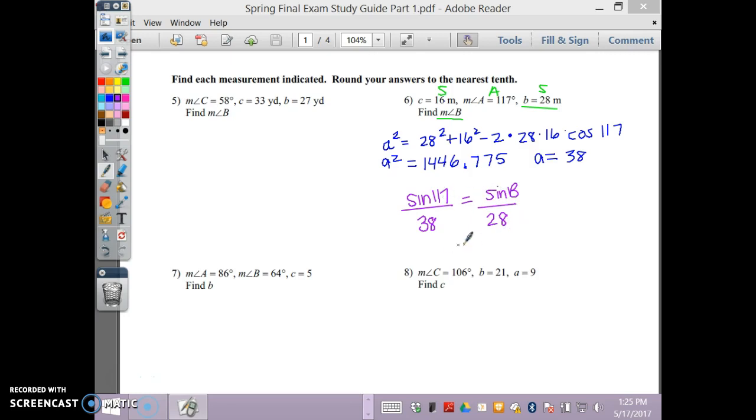Okay, do your cross multiplication again. You have sine of B times 38 equals sine of 117 times 28. Divide both sides by your 38, and then you have to sine inverse this fraction over here because you're finding an angle. So you need the sine inverse, which is the sine with the little -1. And you are going to put sine inverse of sine of 117 times 28 and divide that by 38, and it comes out that angle B is 41.